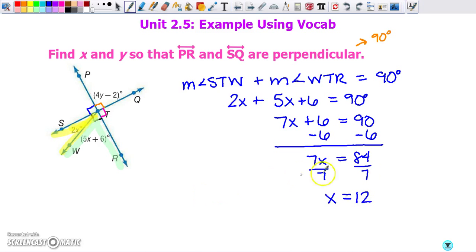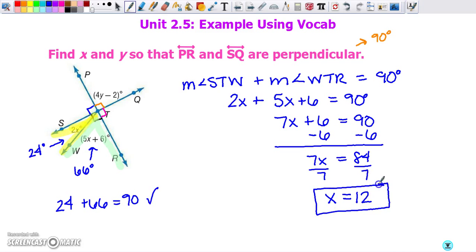So what we need to do really is just check that. We want to make sure that it's actually going to work. If we plug in 12 here, we would get 24 degrees. If we plug in 12 here, we get 5 times 12, which is 60, plus 6, which is 66 degrees. And 24 plus 66 is in fact 90, so we know that x is correct. Okay, so we have our x value.